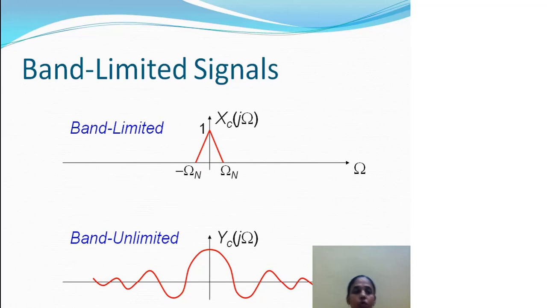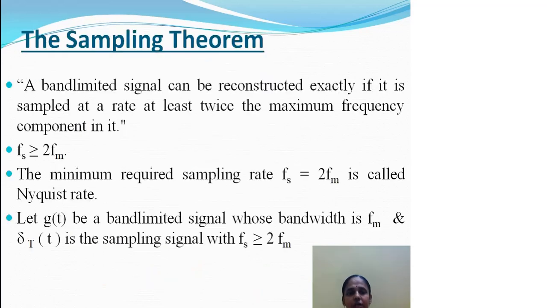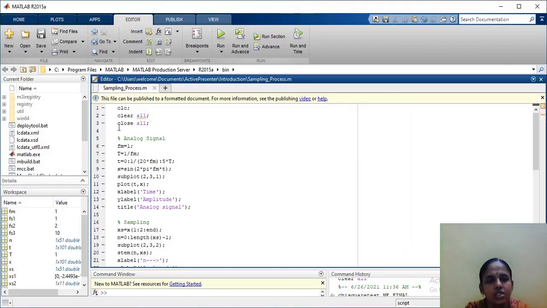Sampling is applicable only for a band limited signal. There is a condition for selecting a sampling frequency. For a band limited signal, in order to reconstruct the signal exactly, the sampling frequency must be greater than or equal to twice the fundamental frequency. The minimum sampling rate required is called the Nyquist rate. So let us see the simulation in MATLAB.